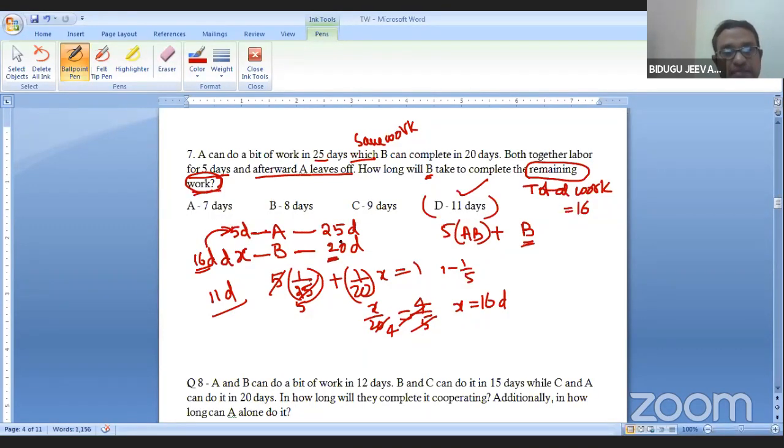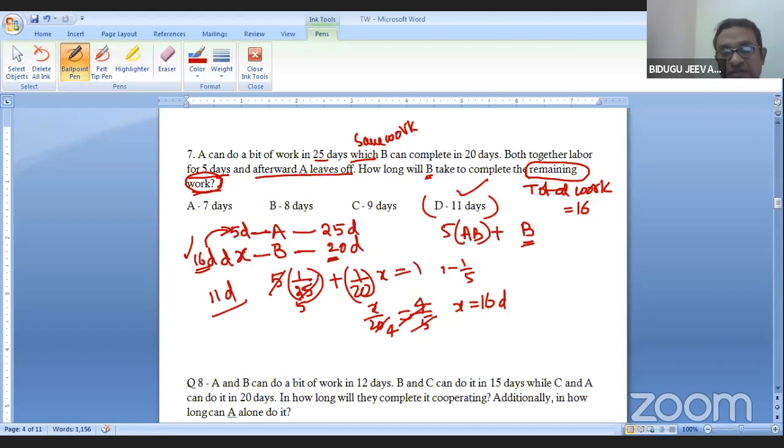See, A's capacity is given, B's capacity is given. Both worked for 5 days, then A left. That means A worked for 5 days. B is continuing because there is no sentence about B. This fellow is continuing from beginning to ending. So how long does B take to complete the remaining work? If the question gives the whole work, you give the answer 16. Fine. Let me continue.